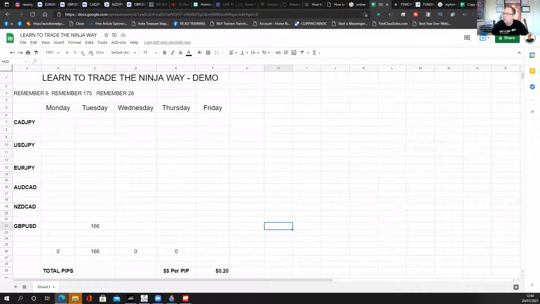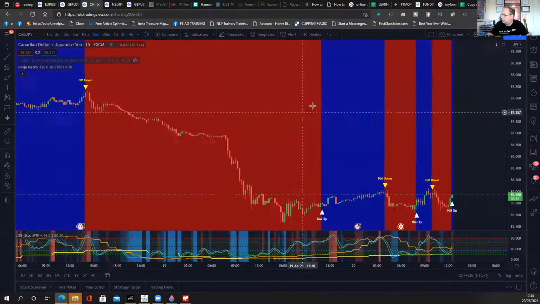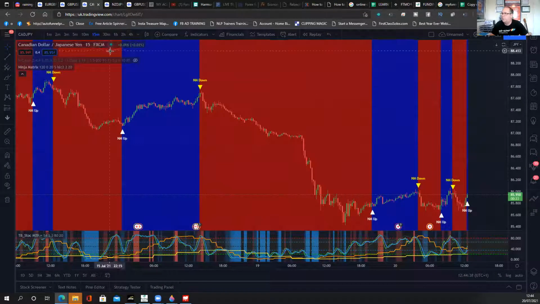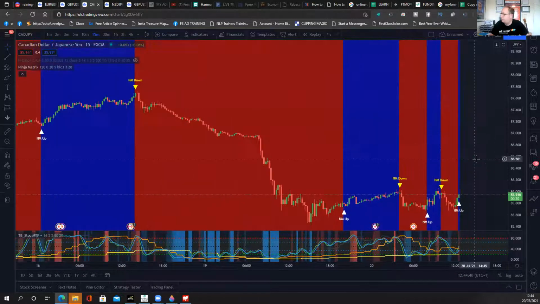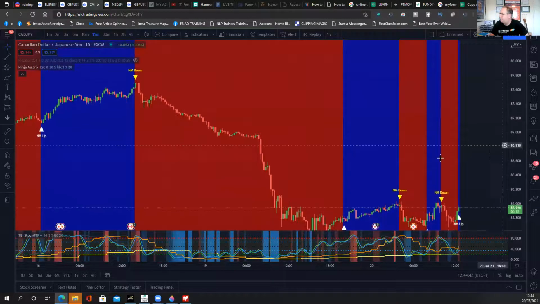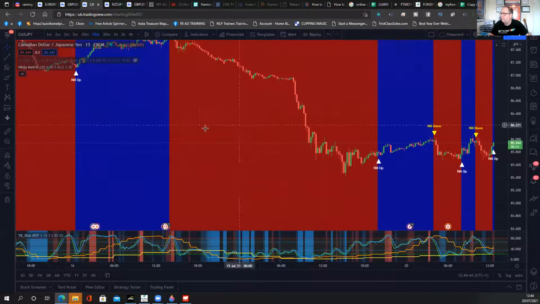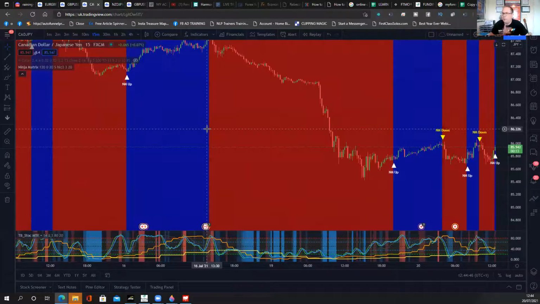Let's look at CADJPY. I opened that up, I think. Yeah, and this is on the 15-minute time frame. So each candle is now worth 15 minutes. Again, if you're brand new, you probably don't understand that. That doesn't matter, because that's why you learn. Now, bonus for you.